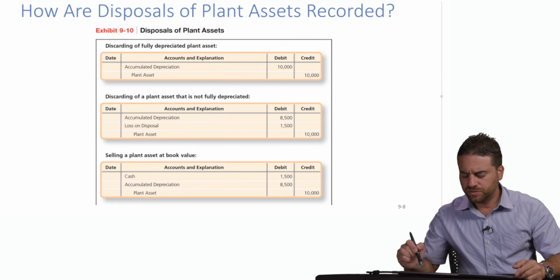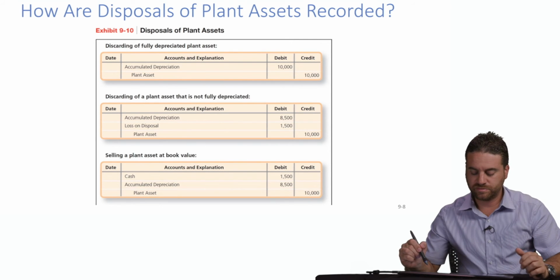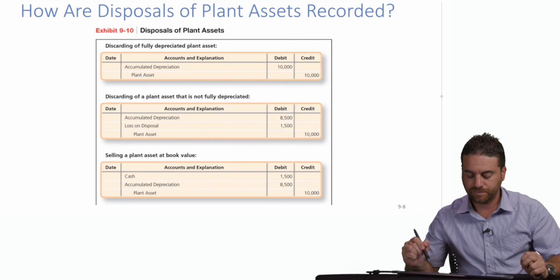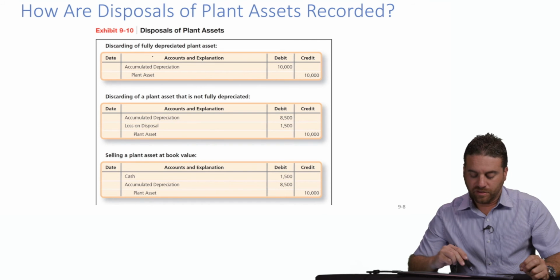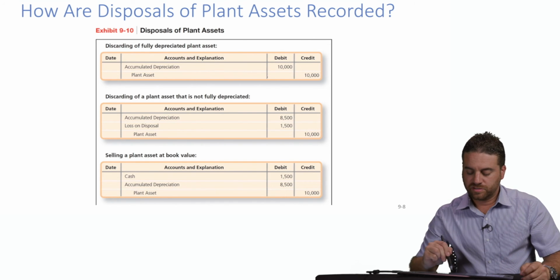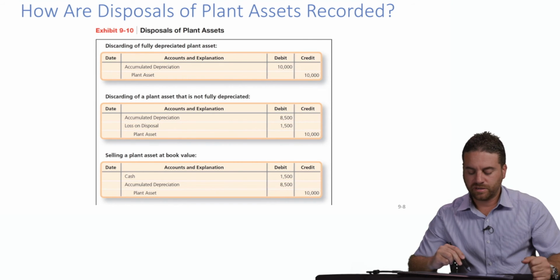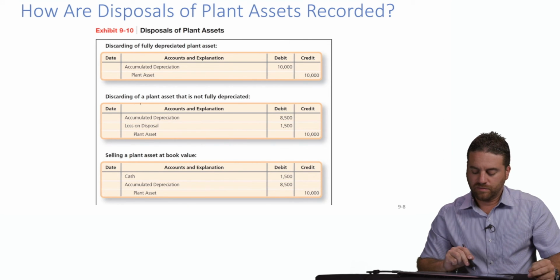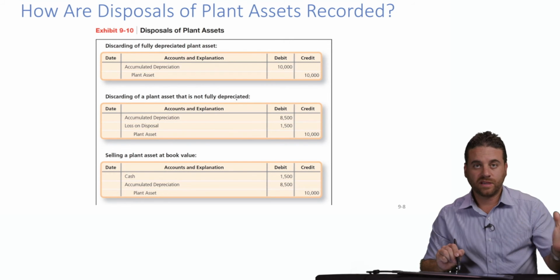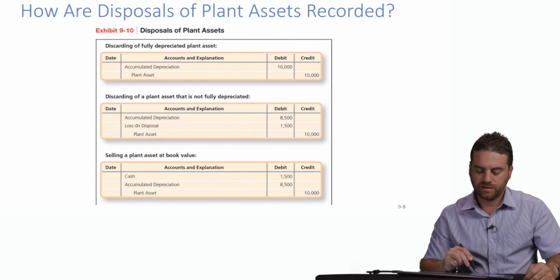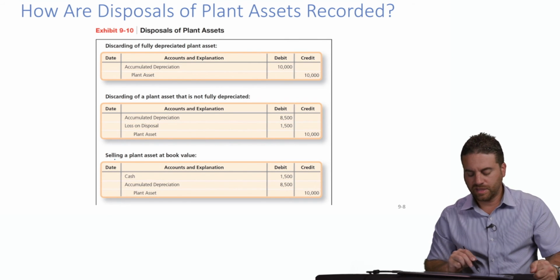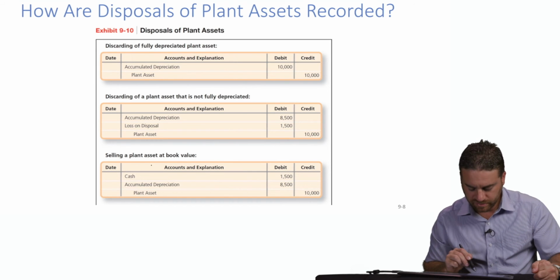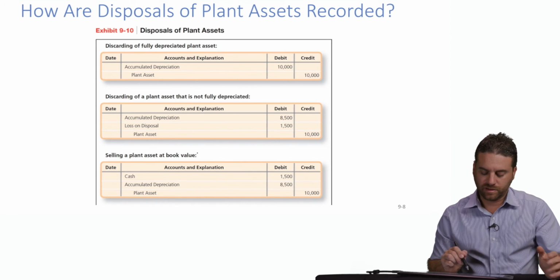Okay, those two. So what I'm going to show you now is just a recap of what we covered so far in this video. If it was fully depreciated, this will be the journal entry: debit to accumulated depreciation, credit to the plant asset. That's it. If it wasn't fully depreciated, but you're not selling it, you throw it away, no cash, then you will have a loss in the debit. And if you're selling it at the book value, no gain, no loss, but this time you have cash instead of loss.